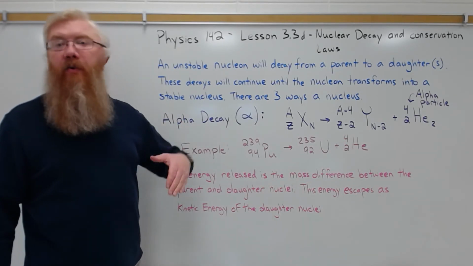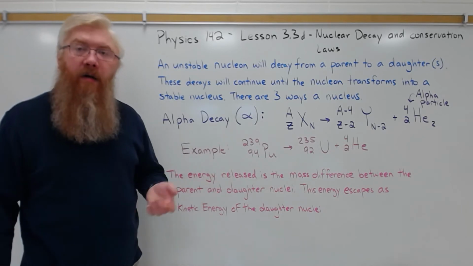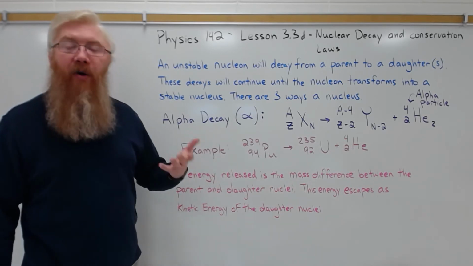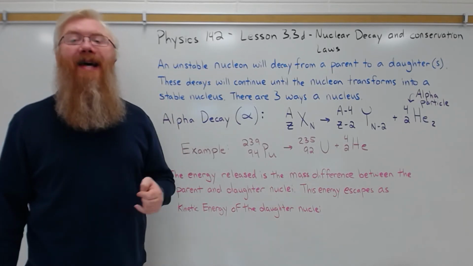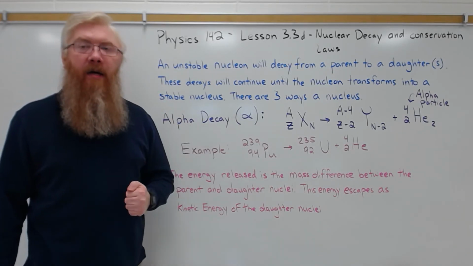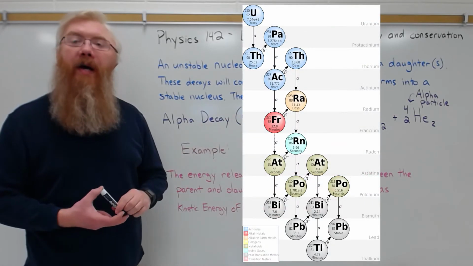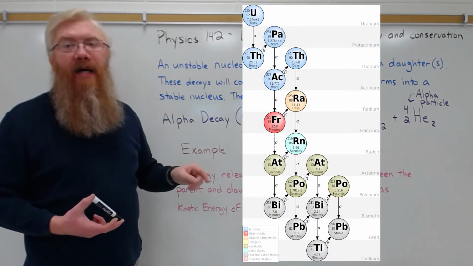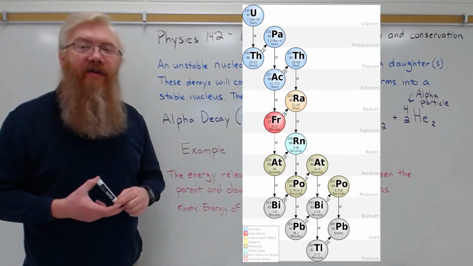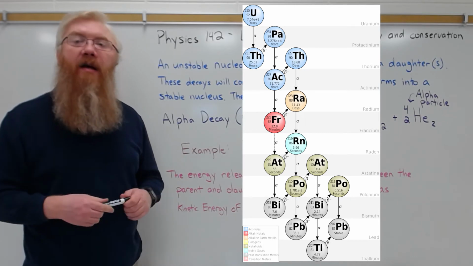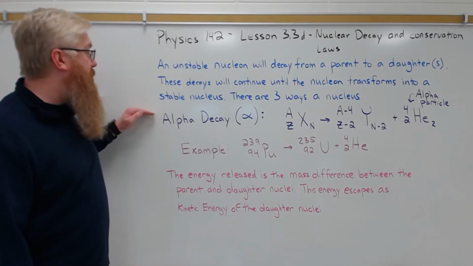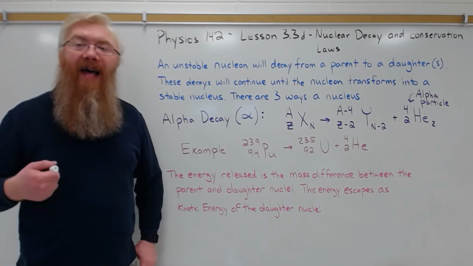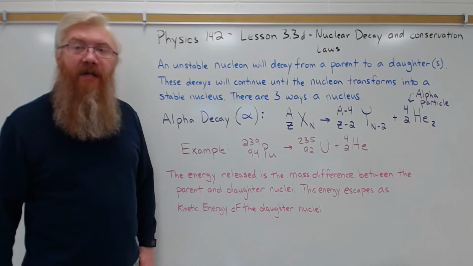For example, uranium decaying into lead. Lead would be the stable final product. There are many steps and many different paths uranium can take to decay into lead. And so a little diagram here showing uranium all the way down to lead. There are many, many different steps and paths that a nucleon can take. All right, so the first step is called alpha decay. It's one of the possible steps it can take.